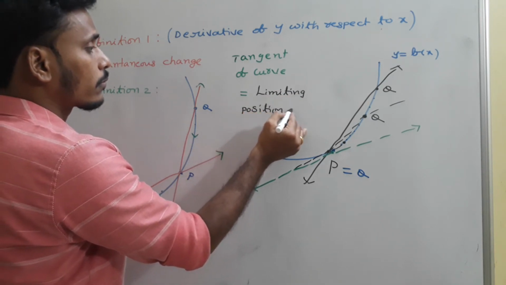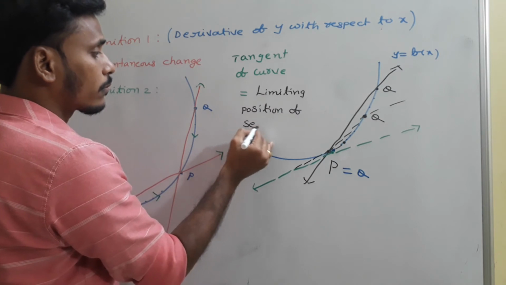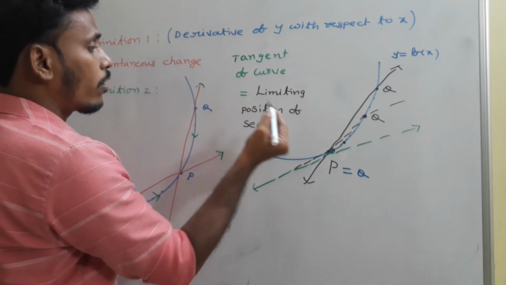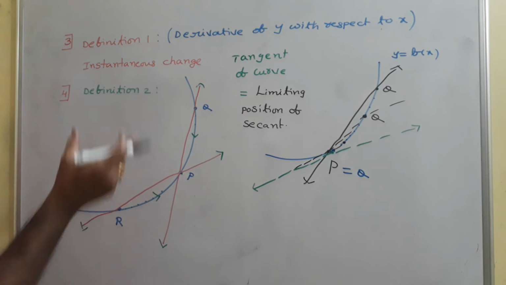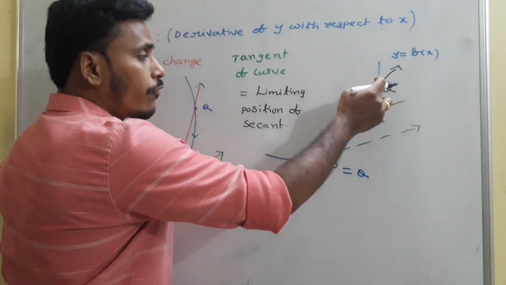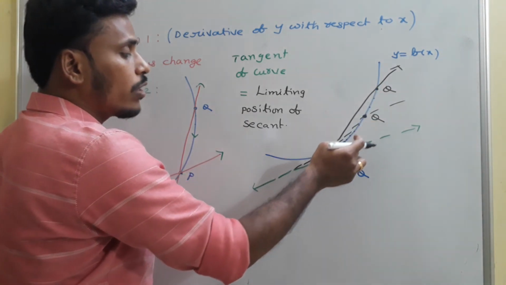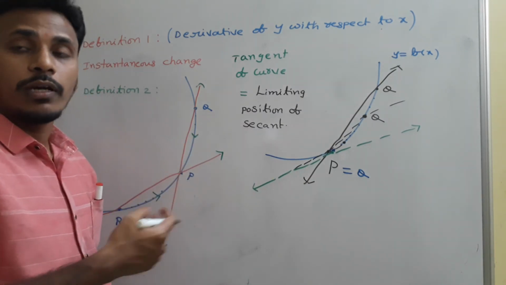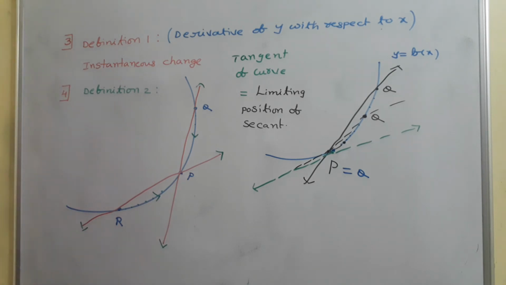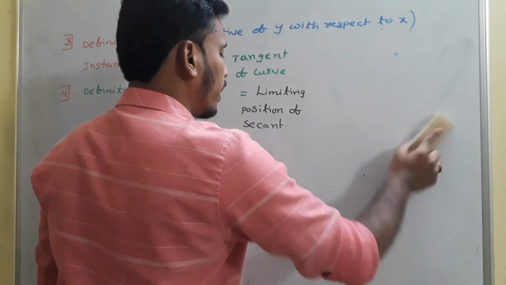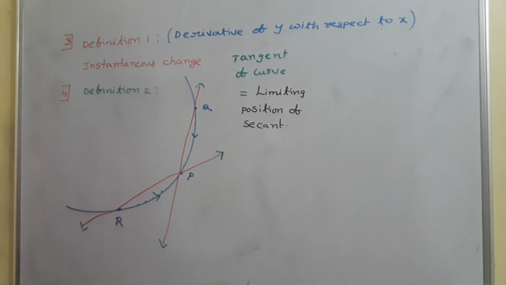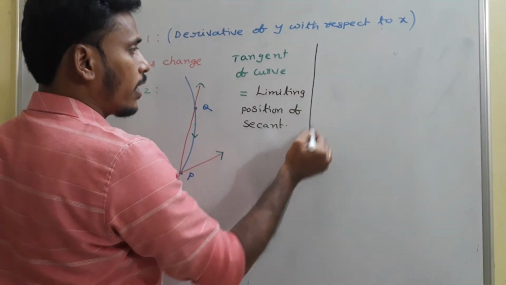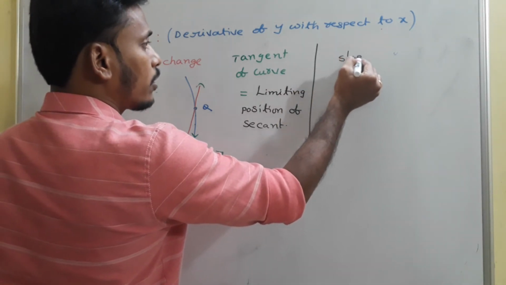The tangent of a curve is simply the limiting position of the secant. With that idea, if you move a second point Q nearer and nearer to P, then the chord, the secant, will become a tangent to the curve. So how do we make a mathematical form for this? As we discussed, I need to discuss the slope of the tangent.